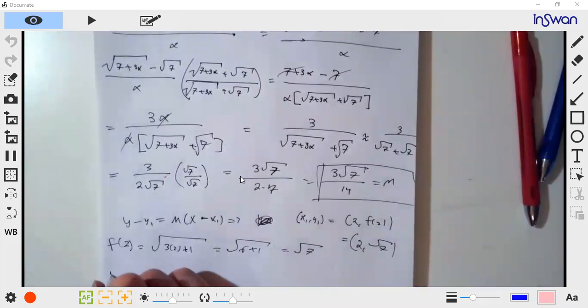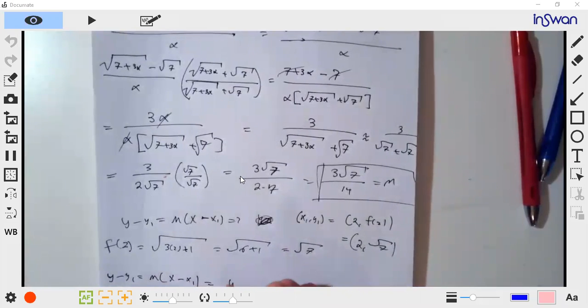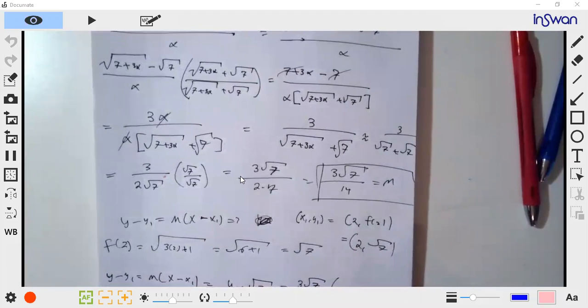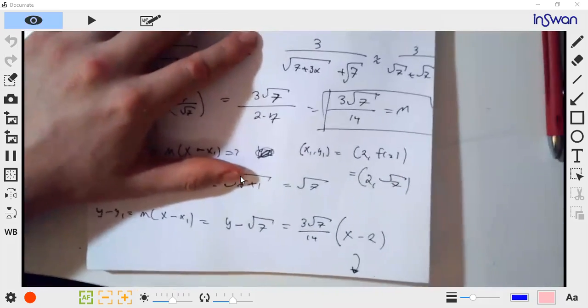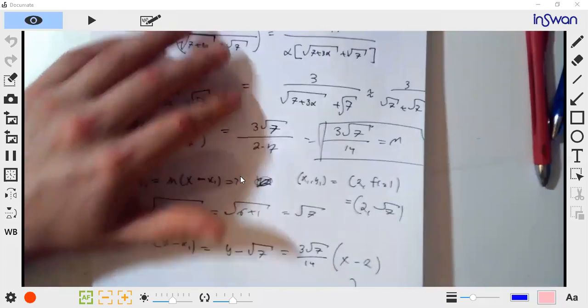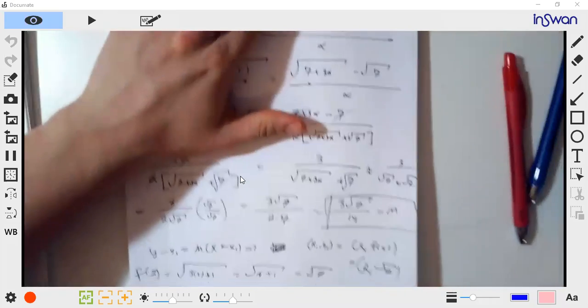So then y minus y1 is equal to m times the quantity x minus x1 gives us y minus root 7 is equal to the slope that we've discovered, this 3 root 7 all over 14 times the quantity x minus 2. Moving the calculation to another page here, allowing you to see what that calculation is real quick.